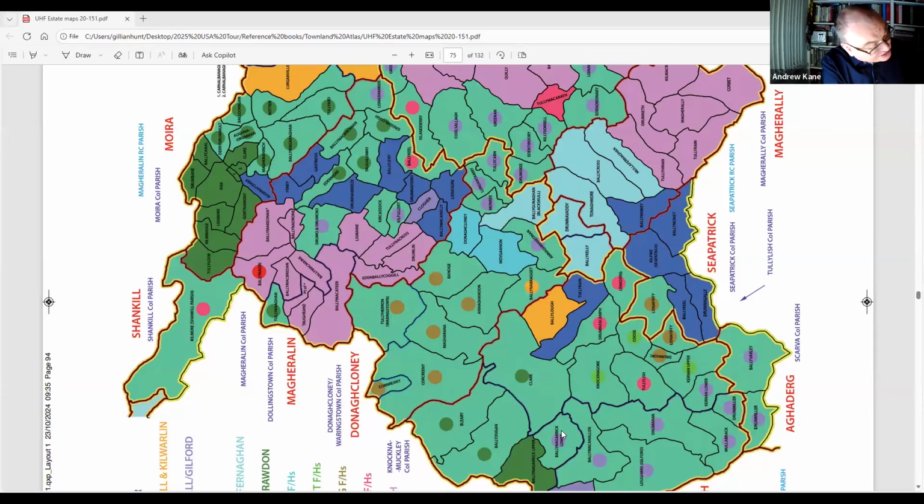Normally, I would have a red circle to show glebe land within the church's estate. That's the only other reason there would be a dot. But if you look at the bottom of the page, there's usually a wee note telling you.